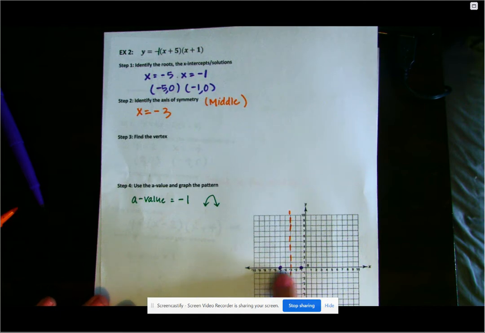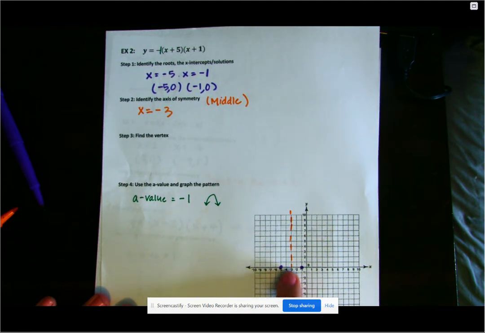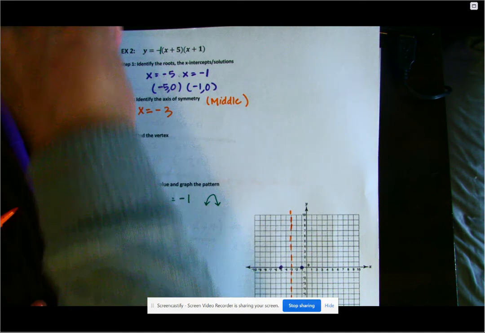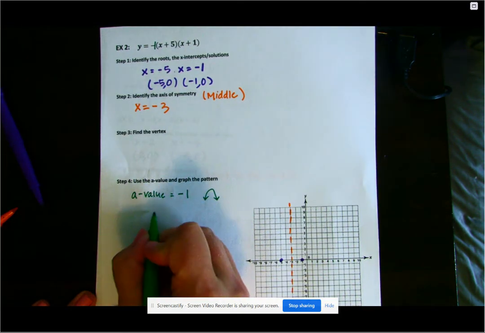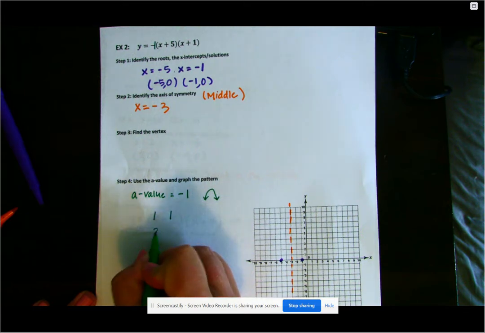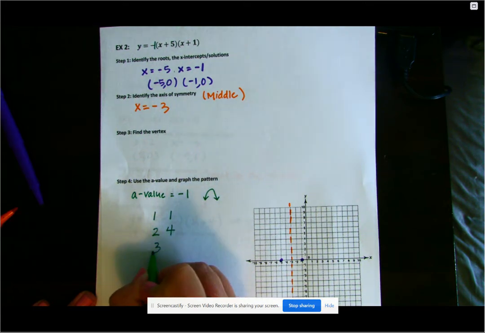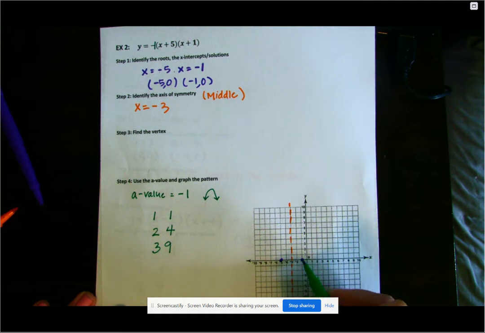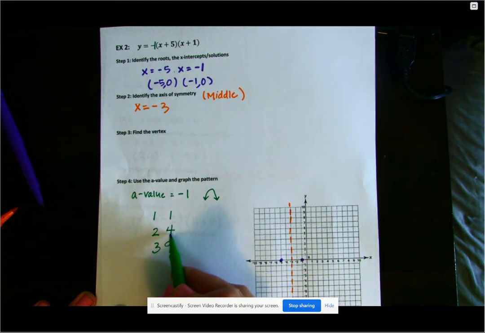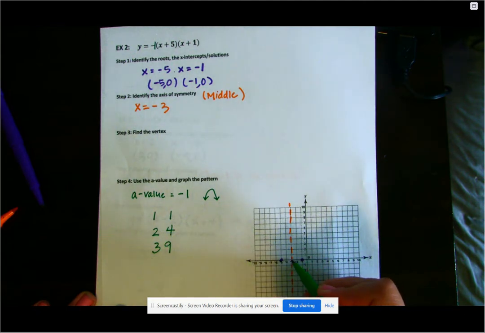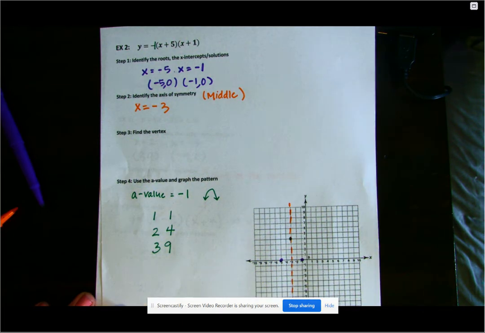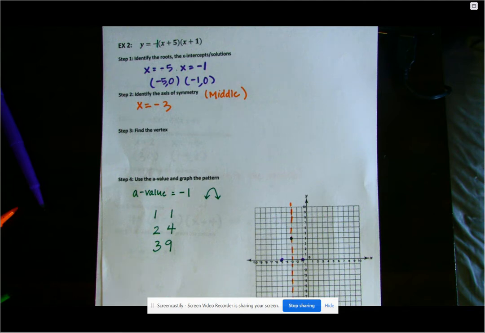Now, since the A value is -1, we know it has to open upside down, so the vertex has to be up here. So I'm going to show you, okay, so typically it's out 1, down 1, out 2, down 4, out 3, down 9. And these purple dots here are out 2 from this vertex up here. So the out 2 is down 4. So if we go backwards, up 4, 1, 2, 3, 4, that should be the vertex, but let's make sure mathematically that's correct.